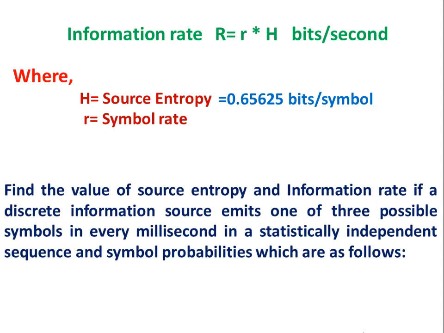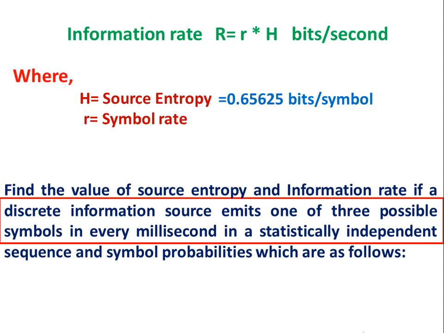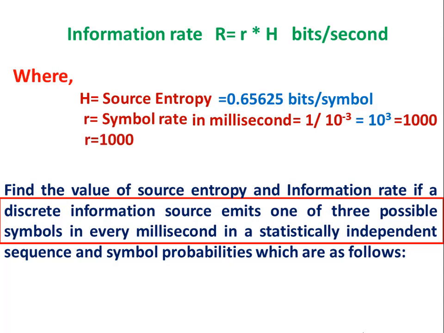Let us recall the given problem once again. Here we can see that the discrete information source emits one of 3 possible symbols in every millisecond, so we can say that is the rate at which symbols are generated by the discrete information source, and we can consider the symbol rate as 1 by 10 raised to minus 3. If we invert this function, then r is equal to 10 raised to 3. We know that 10 raised to 3 is equal to 1000, so according to the given problem, r is equal to 1000.